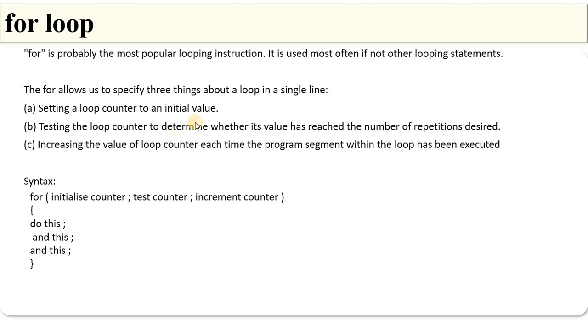Let us see a syntax. For, inside that, first is initializing the counter, then semicolon, then test counter, then semicolon, then increment counter, and inside the body of the for loop you can write statements which has to be executed multiple times based upon these conditions.